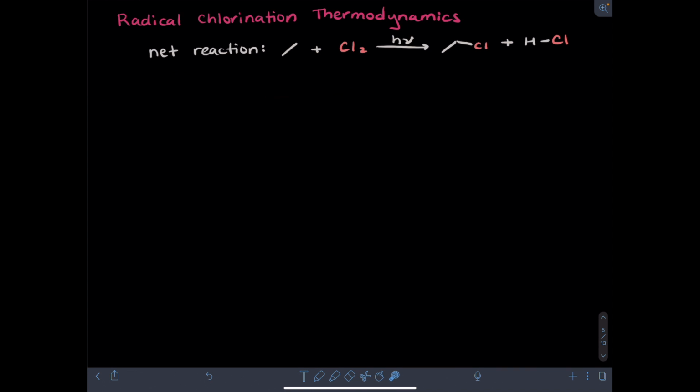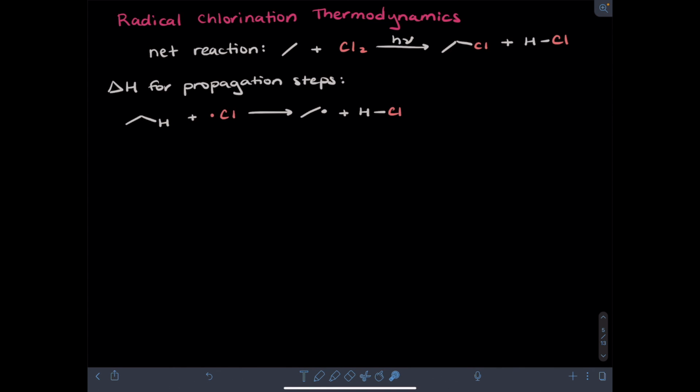I'm going to switch up our alkane a little bit. We're going to be looking at ethane reacting with Cl2 in the presence of light to form chloroethane and HCl. The steps we need to consider the thermodynamics of are the propagation steps. The first propagation step is a hydrogen abstraction by the chlorine radical. This forms a carbon radical and HCl. And this is the rate determining step, so pay particular attention to this step.